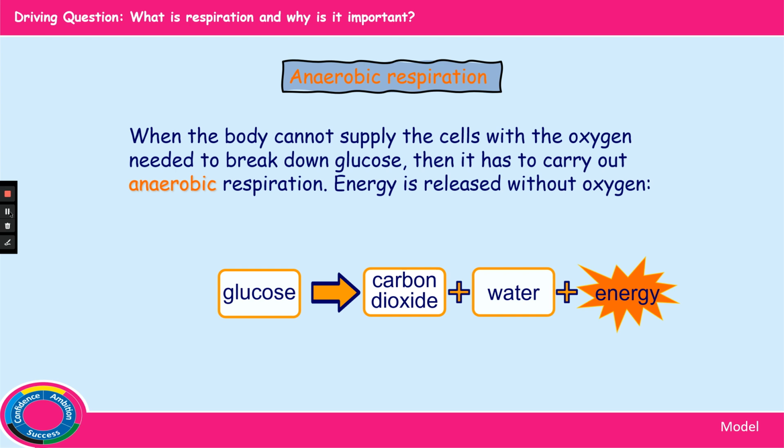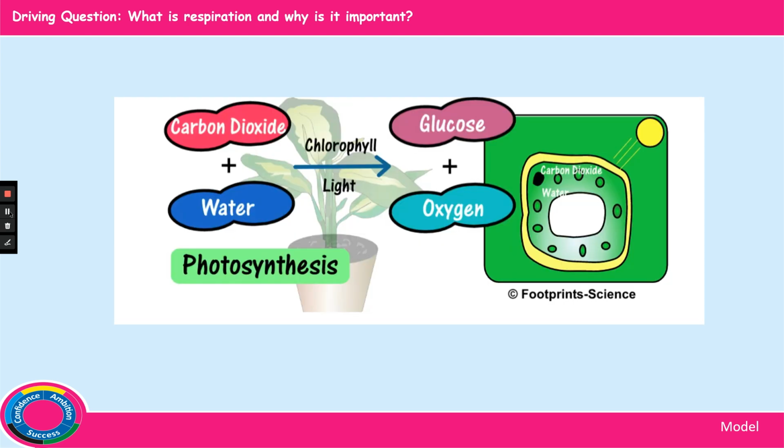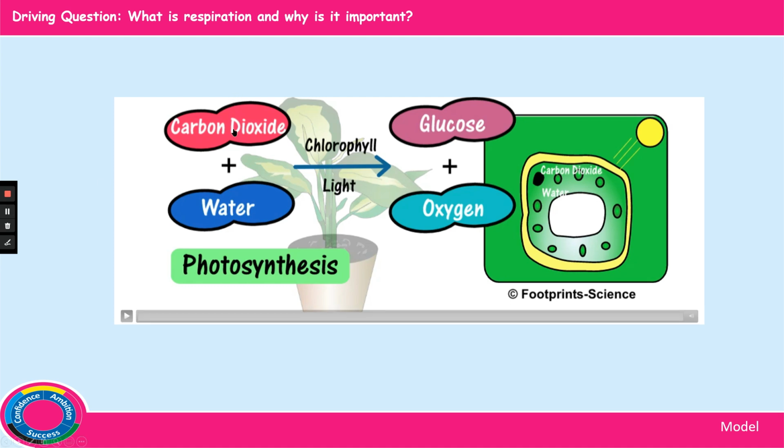So we've just looked at us animals. What about plants? What about photosynthesis? How is that related, linked? Let's have a look. So we've got photosynthesis uses carbon dioxide and water, and it produces glucose and oxygen.